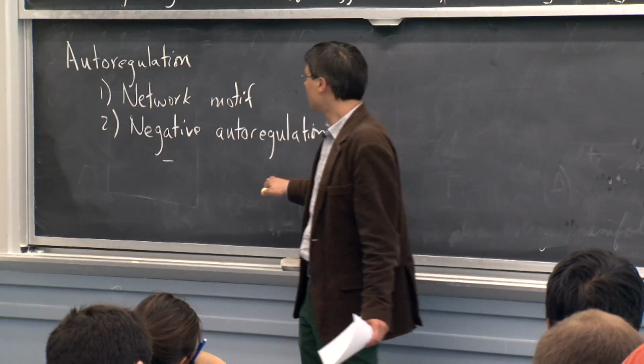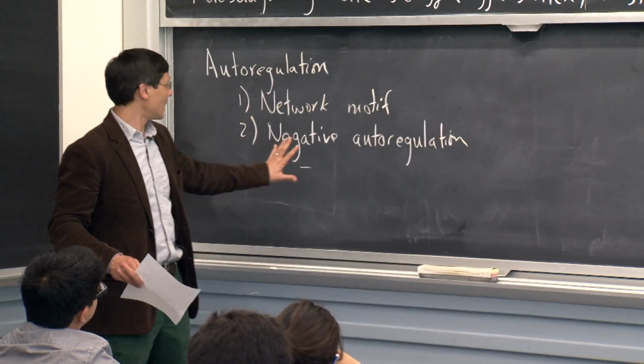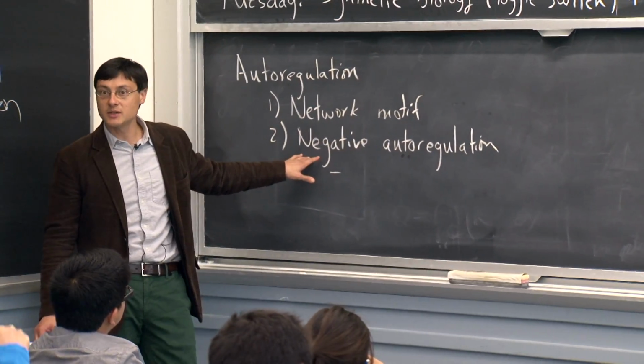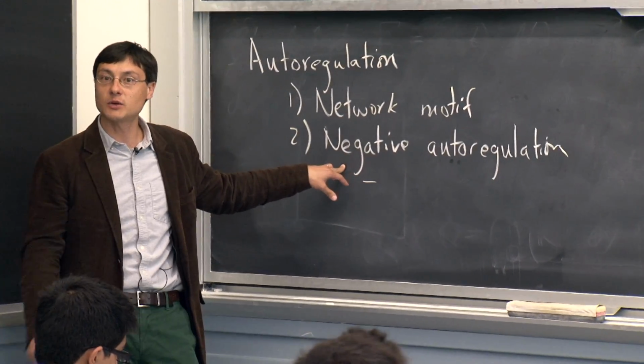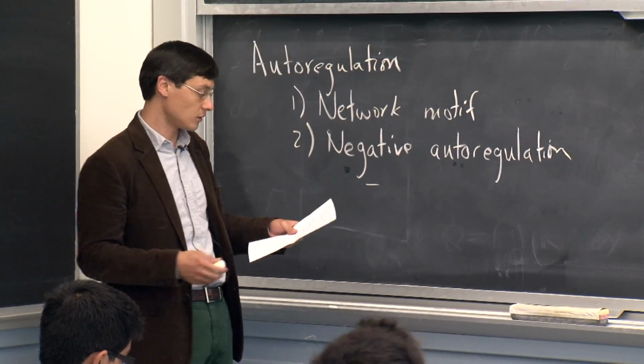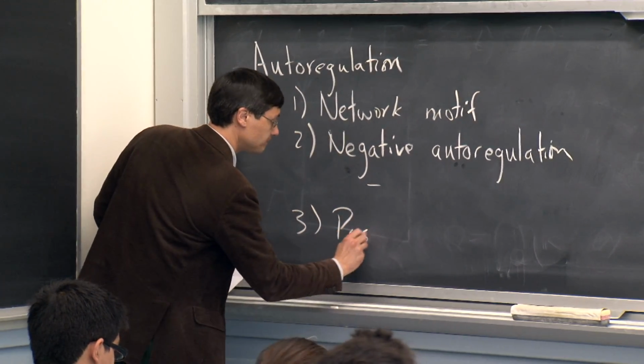Now, there are two basic kinds of autoregulation: negative and positive. Negative means that the protein represses its own expression. Positive autoregulation would mean that it is activating, or upregulating, its own expression. So down here is positive autoregulation.